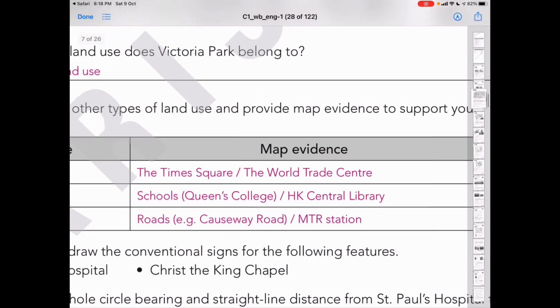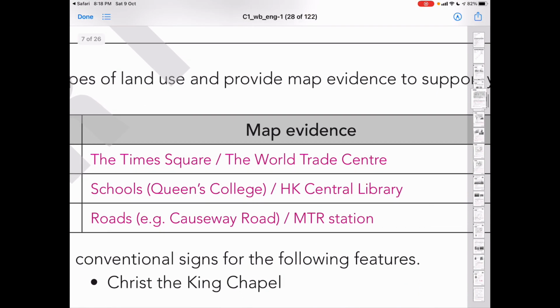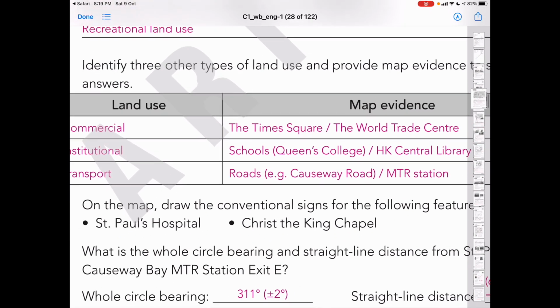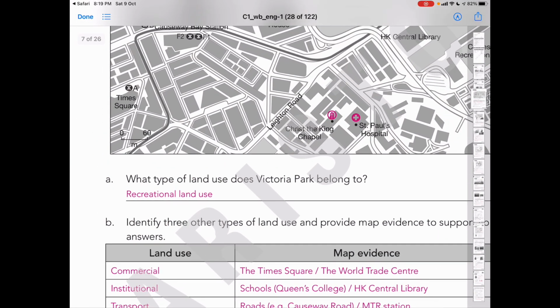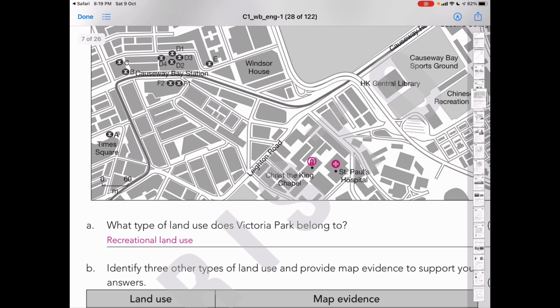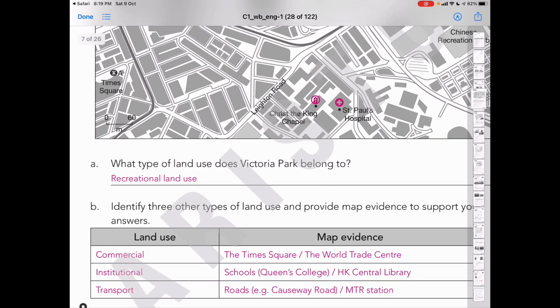For the map evidence, in this part you're going to give me the exact names of specific buildings. For example, if we are asking for commercial land use, you're going to tell me the Times Square and also the World Trade Center. There are also some acceptable answers as well. Windsor House, I think, is also okay.